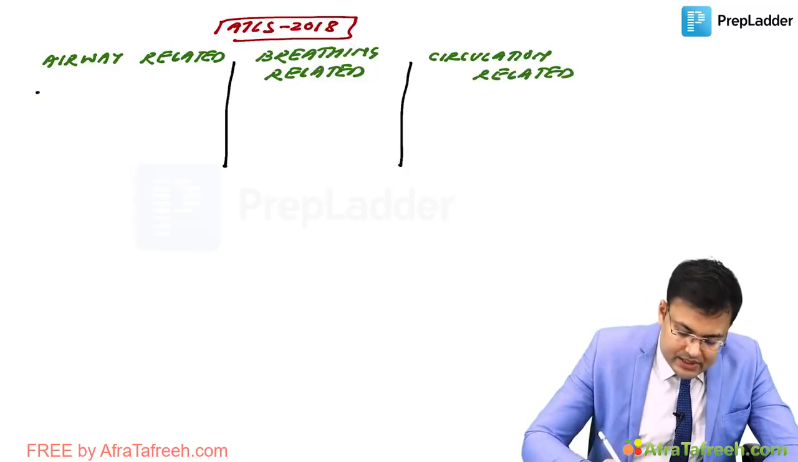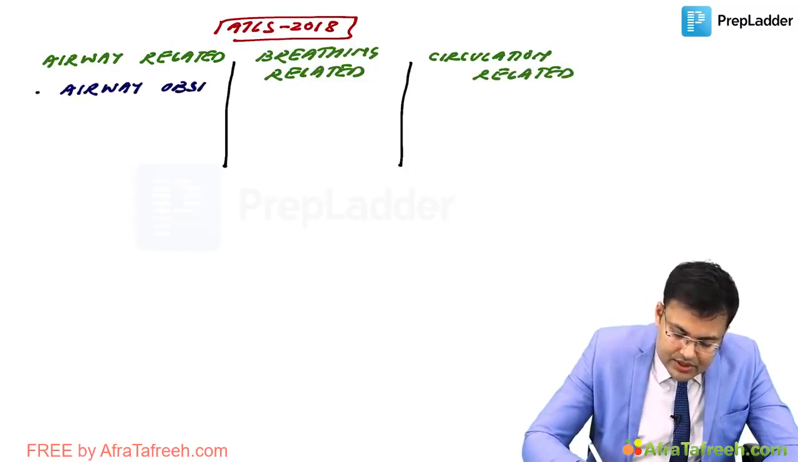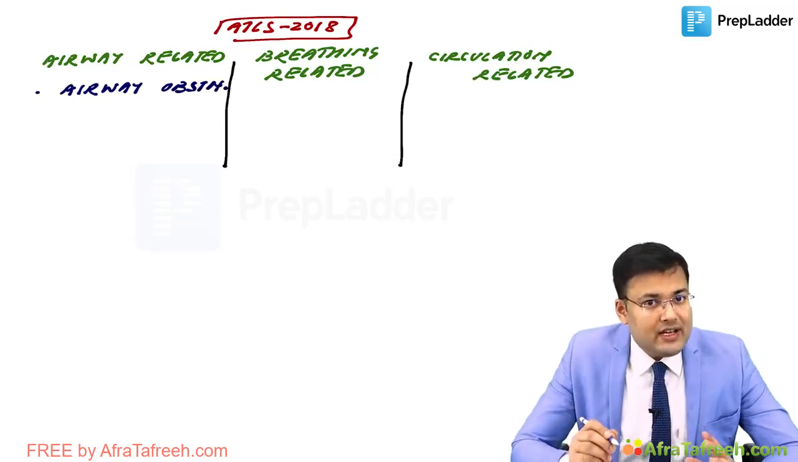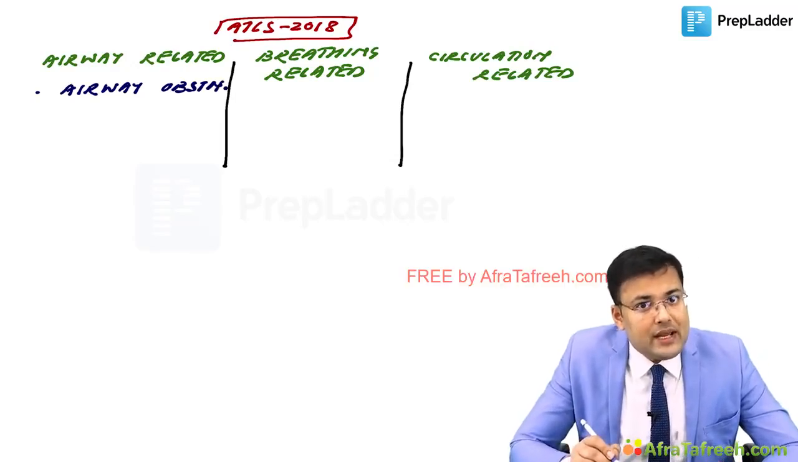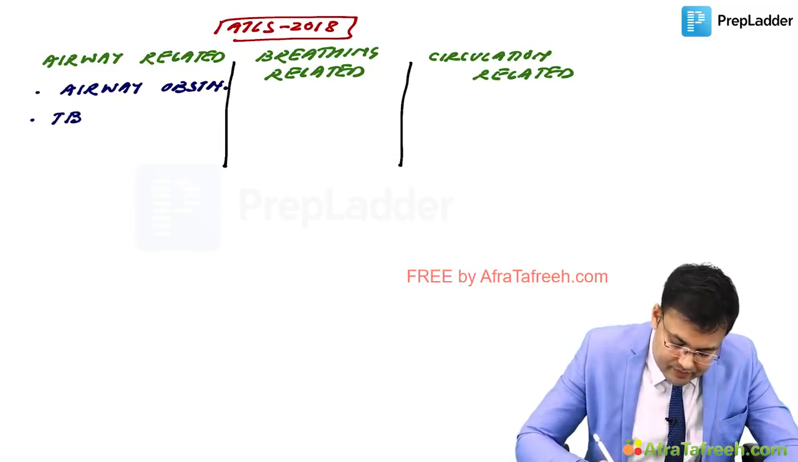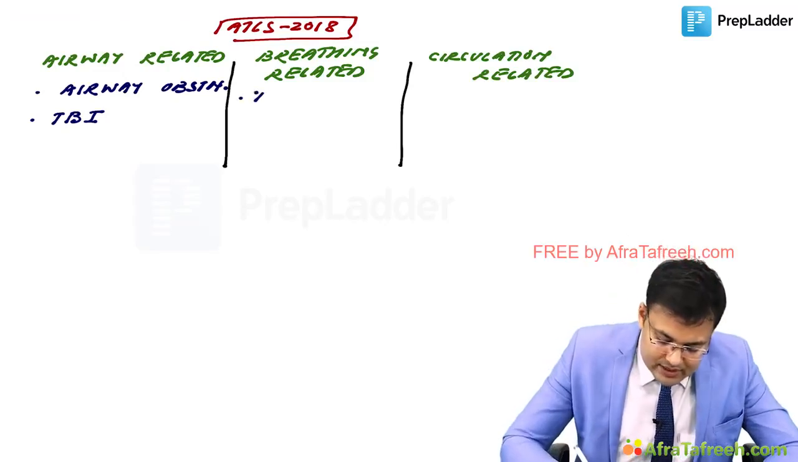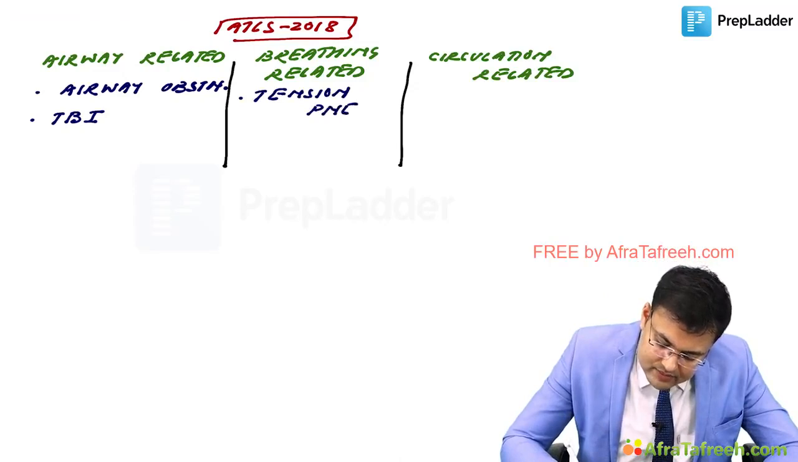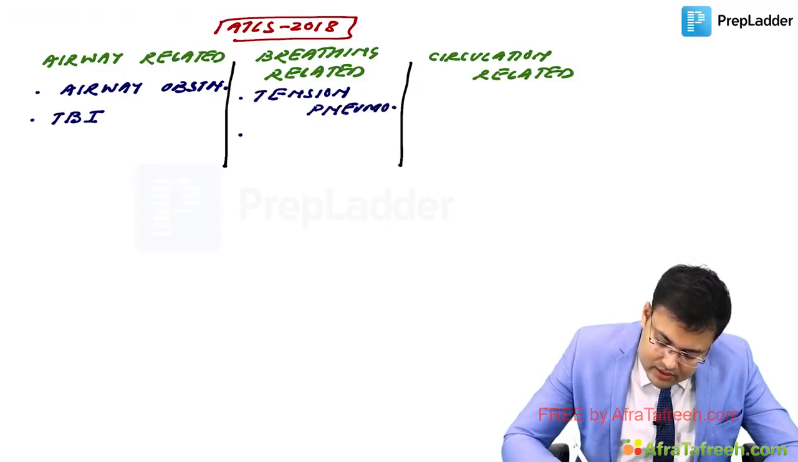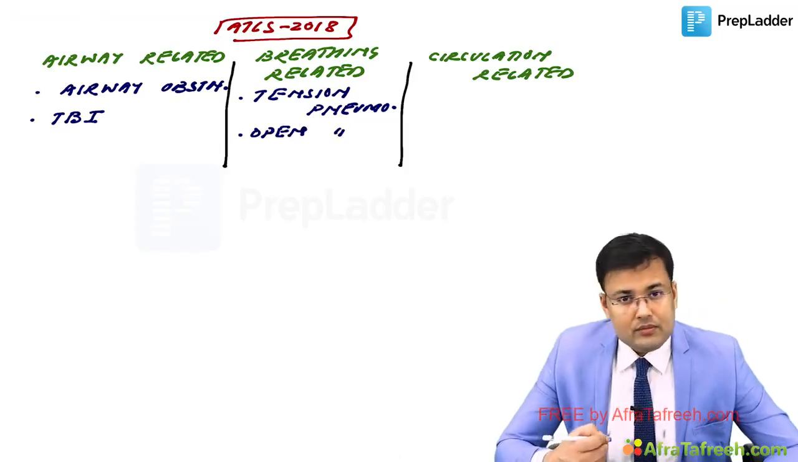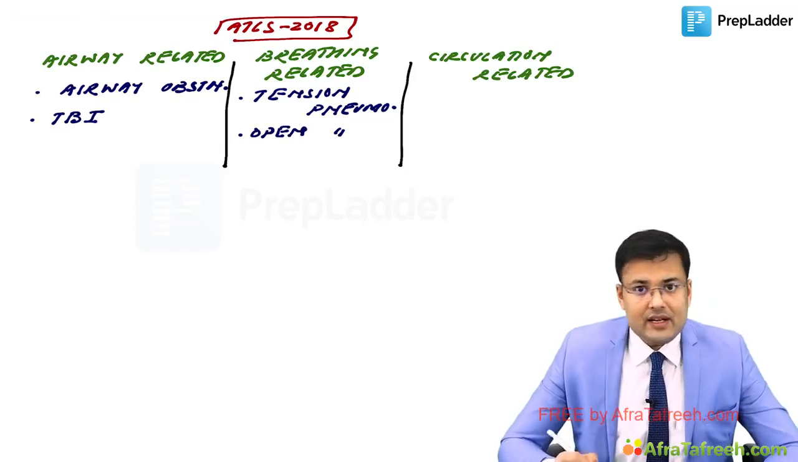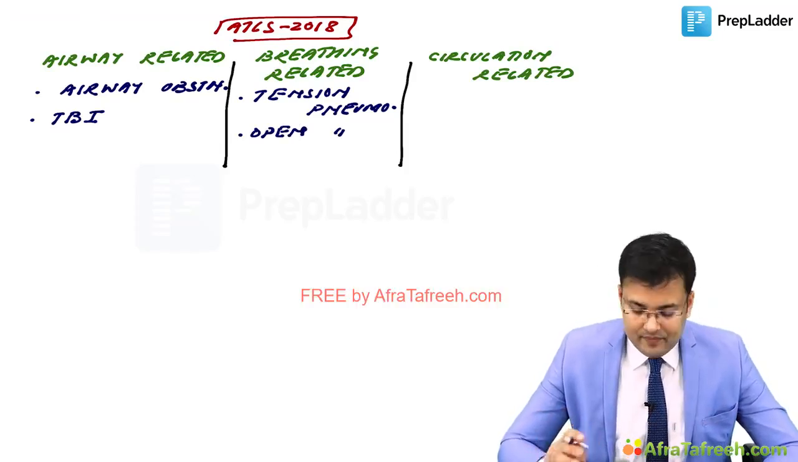Airway related, if the patient is having airway obstruction or tracheobronchial injuries, and this was also asked in AIIMS. Tracheobronchial injuries. Breathing related we discussed. Most important, tension pneumothorax. Clear? Or sometimes the patient is having open pneumothorax that can also kill the patient. So it's also life threatening if adequate intervention is not done.